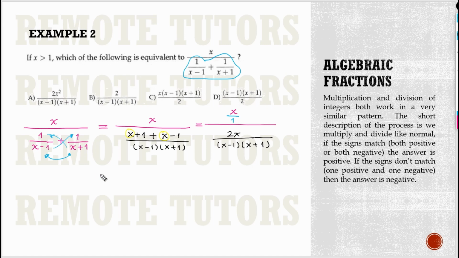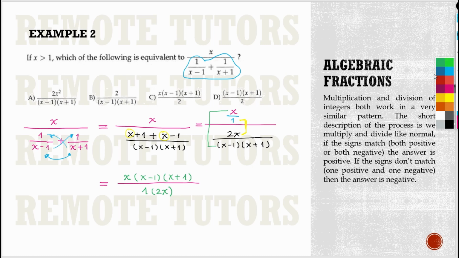Now I have to simplify the complex fraction, and what we have to do is the following. We will multiply x by x minus 1 and x plus 1, and that will be divided by the product of 1 and 2x, the two middle terms.